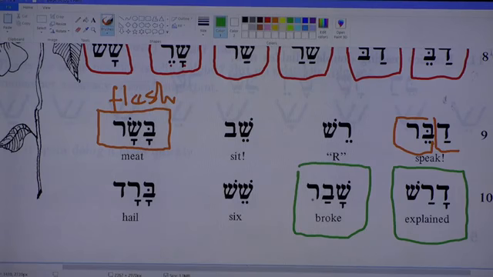is shavar. The number 6, try to pronounce that. It's a shin. Sheish. Just pronounce this part, and then add the SH. Sheish. And you got it.